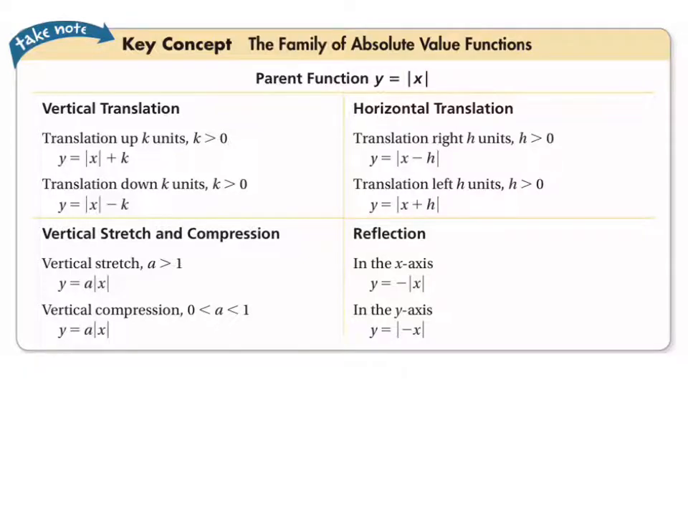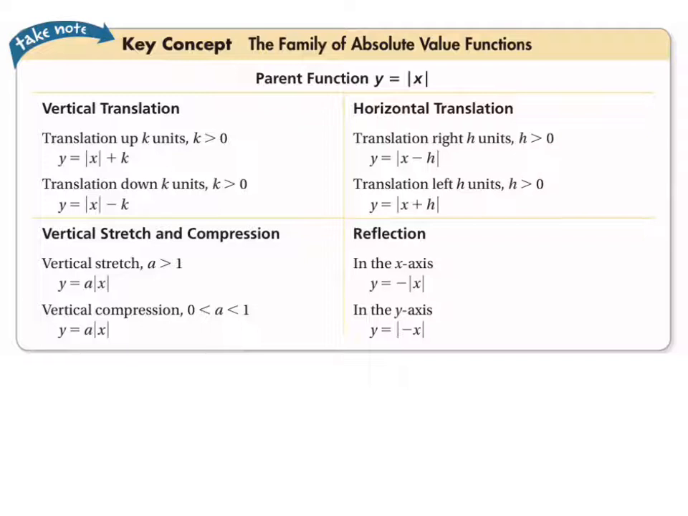And then vertical stretch or shrink in this case would be when you have a stretch will be when you have an a value multiplying by the absolute value that is greater than 1. A compression or shrink is when you're multiplying by a value less than 1 but greater than 0. And then a reflection, you'll see here, very similar to what we saw before.